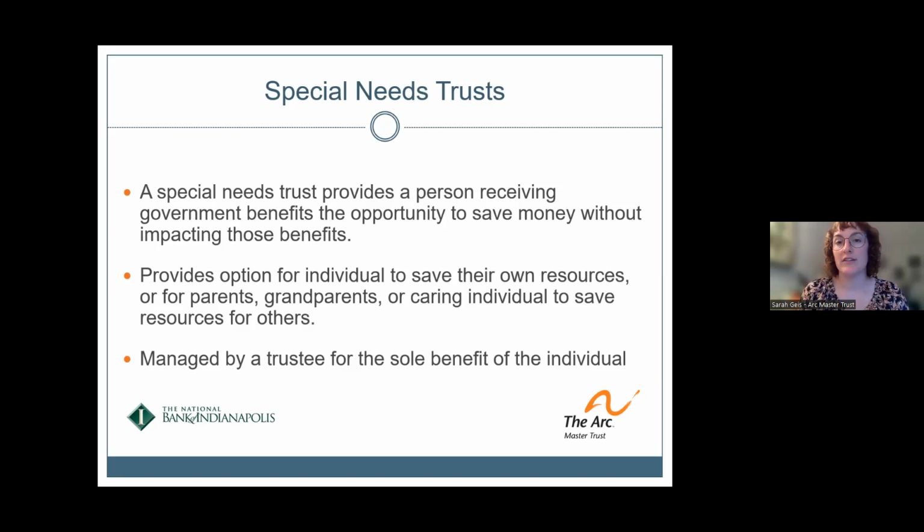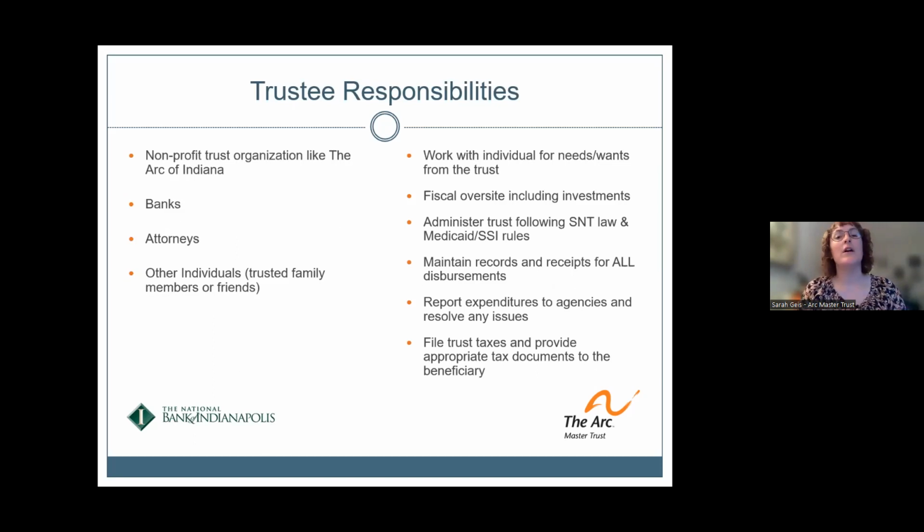The special needs trust is for the primary and sole benefit of that individual for whom the trust is established. We usually call that person the beneficiary. And the special needs trust needs to be managed by an individual who is referred to as the trustee. So managed for the primary and sole benefit of the beneficiary by a trustee. A trustee is the person who is responsible for administering the funds within a special needs trust.